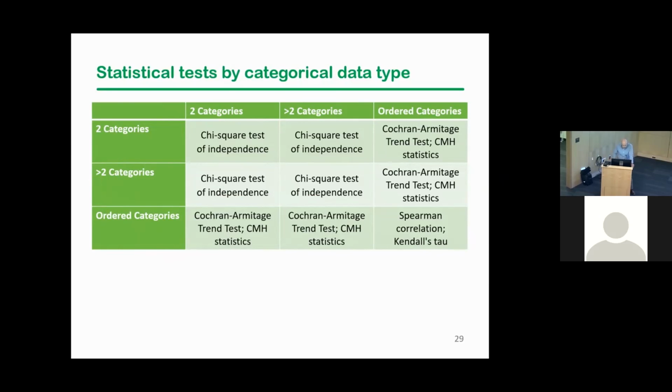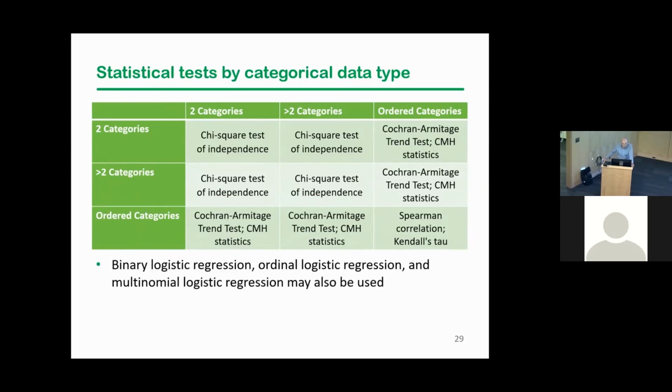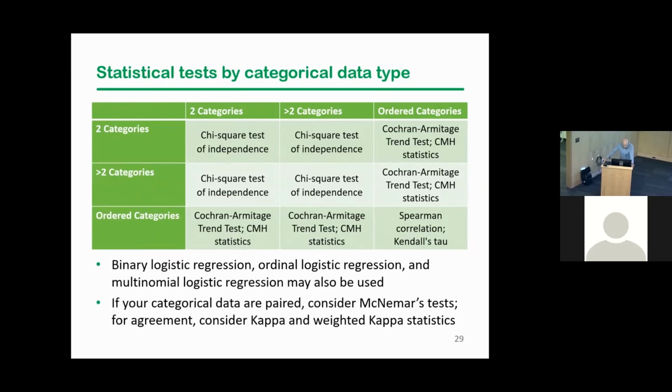In addition to these more simple tests, there are all kinds of regression models that we did not have time to cover today. Again, these can be whole semesters, but binary logistic regression is very common, ordinal logistic regression, multinomial. Binary is obviously a dichotomous outcome, ordinal is an ordinal outcome, multinomial is a nominal outcome. And they all use different tweaks on the same generalized function to get you some odds ratio estimates. There are other situations you may run into. If your categorical data are paired, you may consider McNemar's tests. Or if you're trying to find agreement in some categorical data, you may have kappa and weighted kappa statistics. There are other things like sensitivity and specificity. There's so much in categorical data that we didn't have a ton of time to cover today.